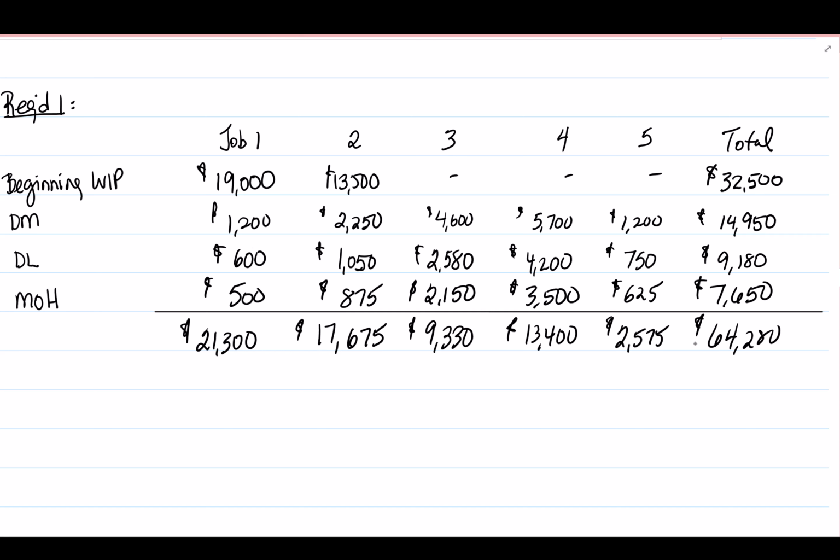Doesn't mean the job's done yet. Could still be sitting in work in process. That we still have to determine. But we've done a job cost sheet. It does want us to now indicate what jobs are in which account, work in process, finished goods, or cost of goods sold.